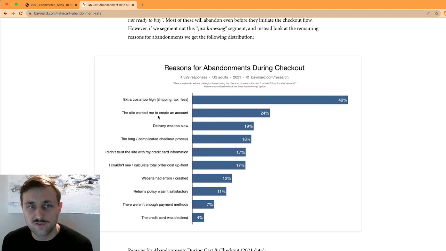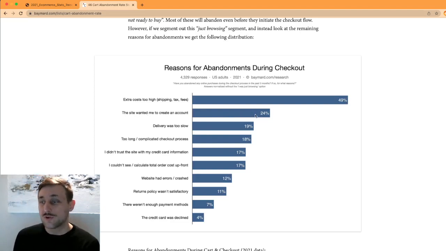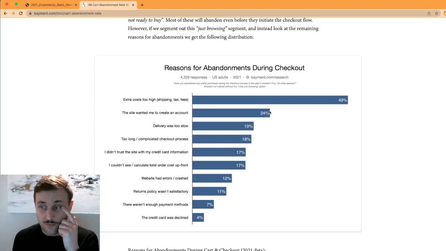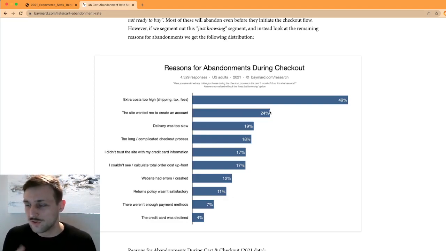Second reason is the site wanted me to create an account. So 24%, so that's quite high. I know nowadays what most websites do is, if you don't have an account, they won't take you out of the checkout process so that you could create an account on a separate page, because that's very disruptive. And it could mean a lot of people do not come back to the checkout process, or they don't find their account anymore, or it makes it super complicated.